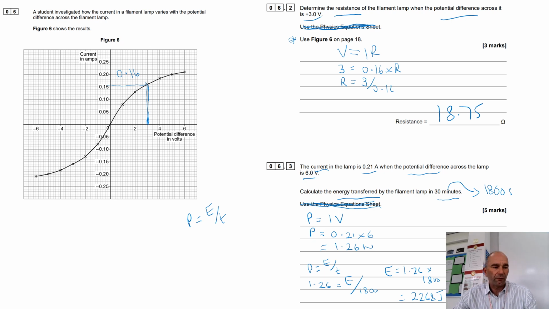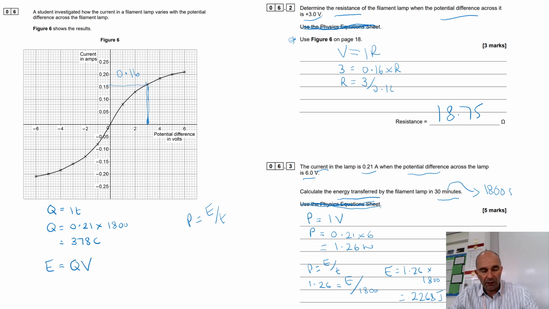There's an alternative. I'm just going to write on this other side, we could do Q equals IT and work out what charge flow do we have. So if we did that, Q equals, we've got a current of 0.21. We've got our time, which we need to keep in seconds, so multiplied by 1,800. Now that would give us a charge flow of 378 coulombs. We could then use a second formula, which is energy equals charge flow multiplied by potential difference.